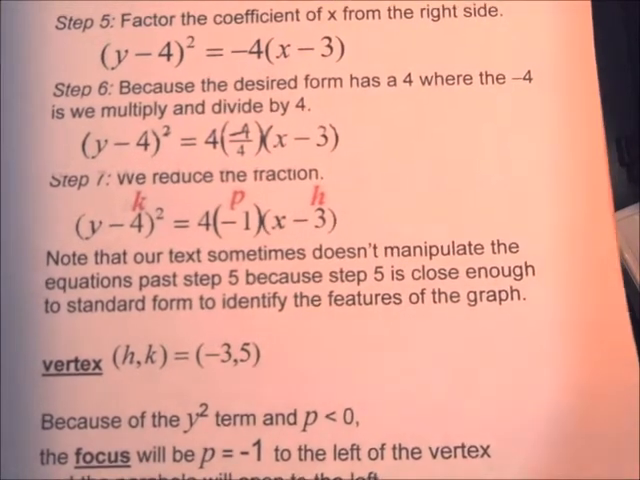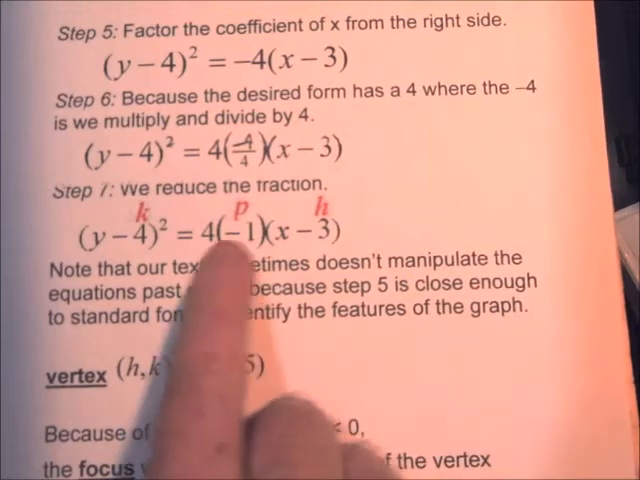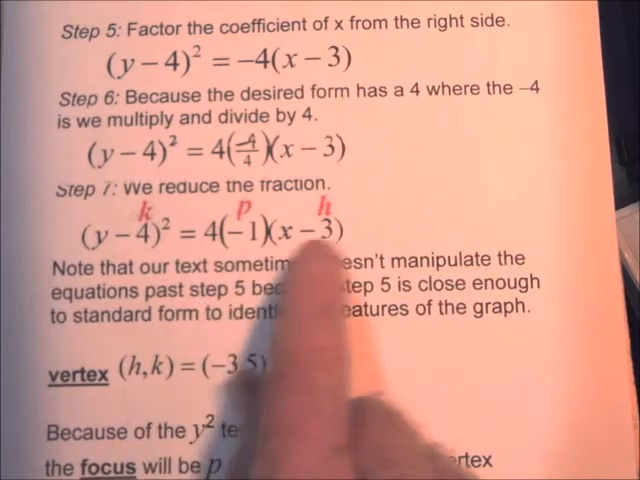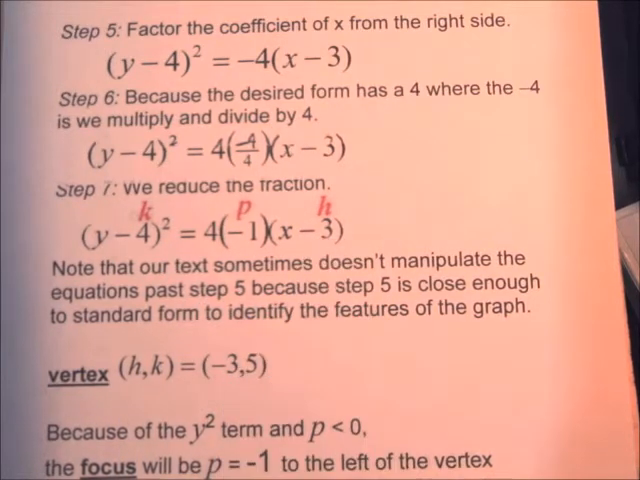So now we can identify k, p, and h. K is going to be 4. That's the number inside parentheses with the y. P is negative 1, and h is 3. That's the number inside parentheses with the x. So that means the vertex h, k is going to be negative 3 comma 5.